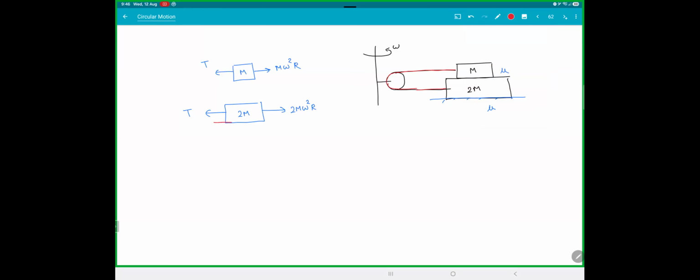That means this friction will be backward. This friction also will be backward, and this one will be F2. So the directions are important. That is how the frictions will be. And then you're done basically.